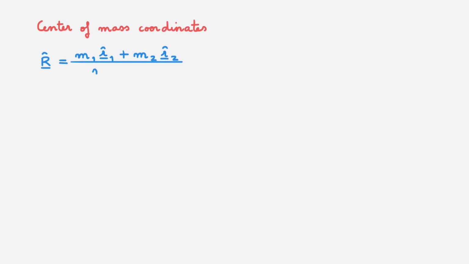To make progress, we're now going to define 2 new sets of coordinates. The first are the center of mass coordinates. I label them with a capital R, and define them as the mass-weighted average of the original coordinates.